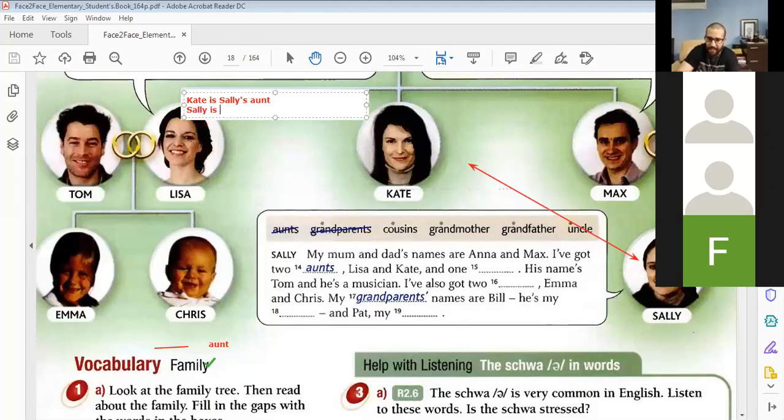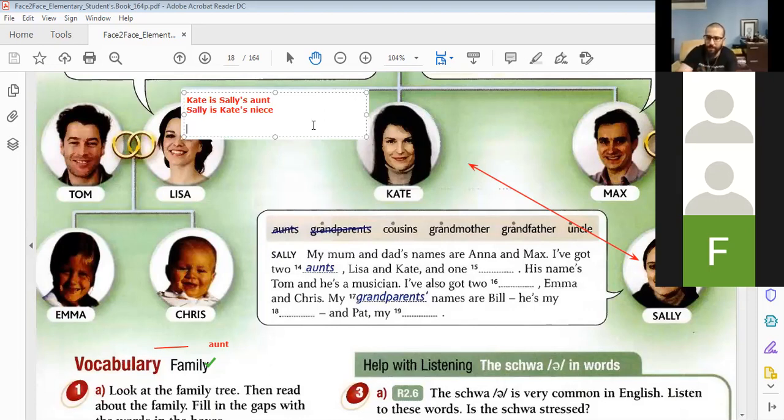Sally is Kate's niece. What does this mean, niece? What do you think it means? بنت أخوها. بالضبط. Niece, it means اللي هي ابنة الأخ أو ابنة الأخت. ابنة وخلاص. يعني بنت أختك أو بنت خوك هتقولي لها niece. Okay. So this is the meaning of niece.